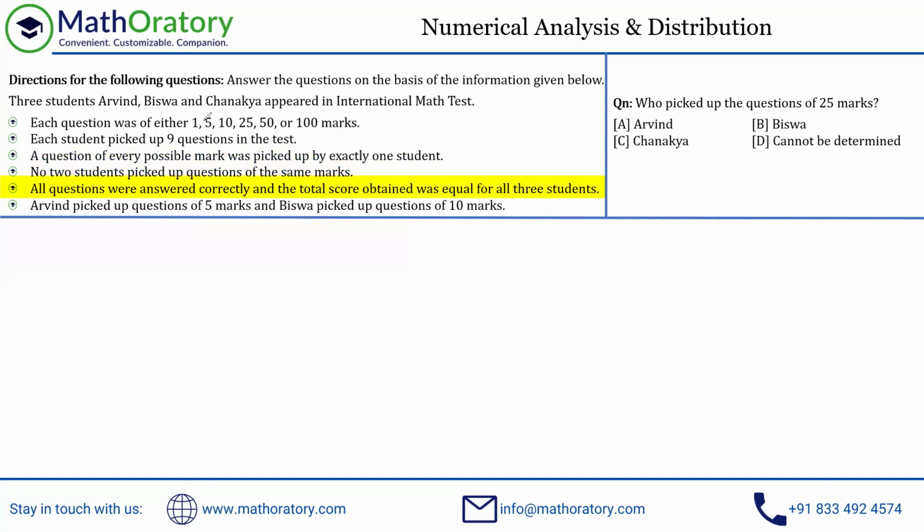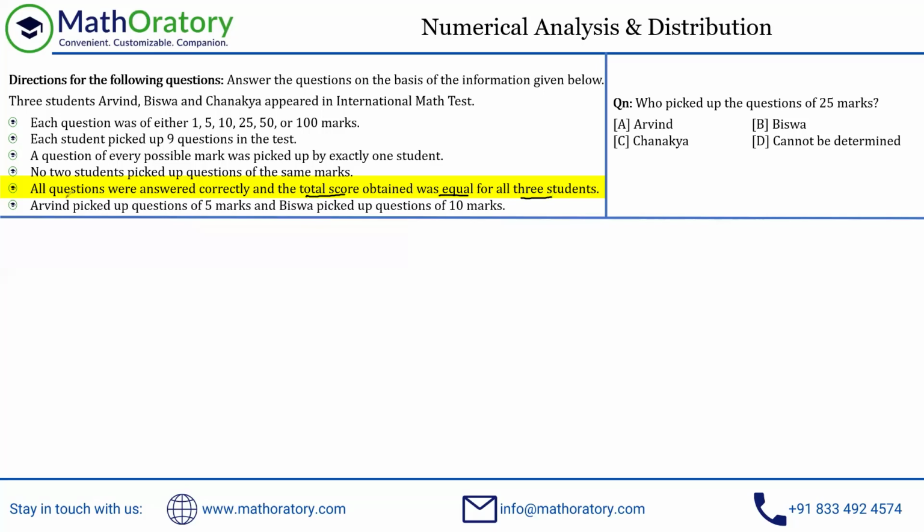Fifth point says all questions were answered correctly. Oh, okay. So there is nothing incorrect happening. And the total score obtained was equal for all the students. Okay, great. So this is going to be the basis point of our solution, right?